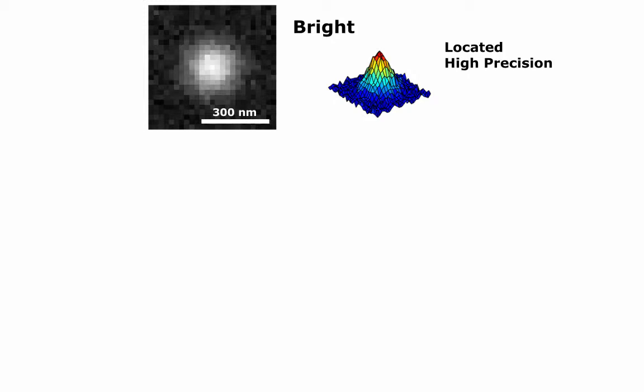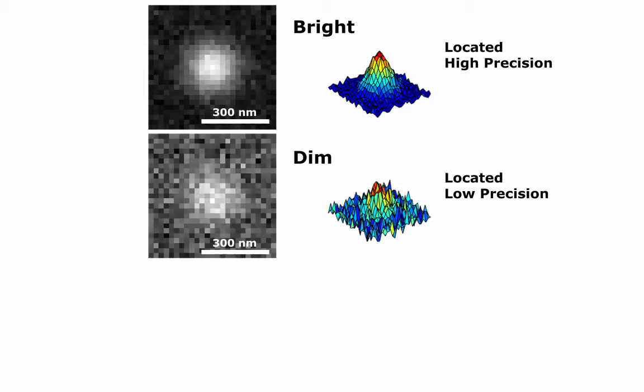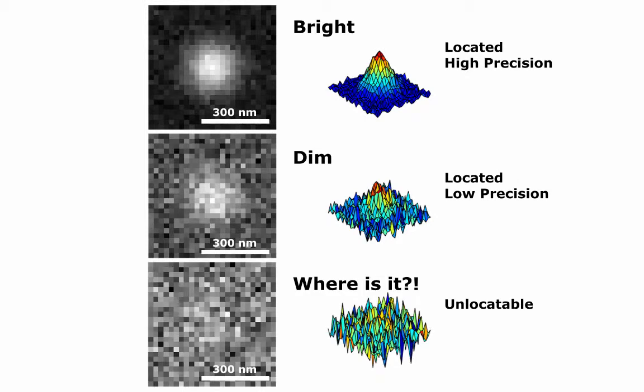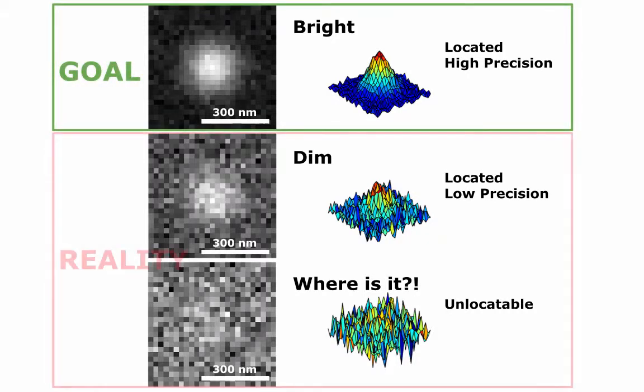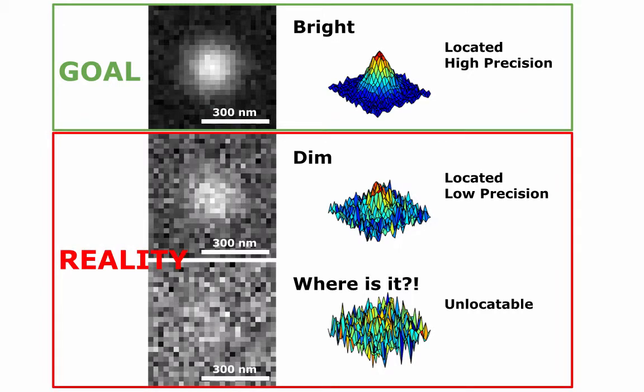When the molecule is very bright like this one, it is straightforward to locate, and you can do so with very high precision, leading to excellent resolution. But if instead we have a molecule that is dim, it is much more difficult to locate, and even if you can, you won't do so with very high precision, and consequently have poor resolution. And in the limiting case where the molecule is very dim, it is almost impossible to locate, and you won't be able to image anything at all. So in order to have the best resolution, we want to have bright molecules. However, the reality is that in many experiments, we are always stuck with these dimmer molecules.